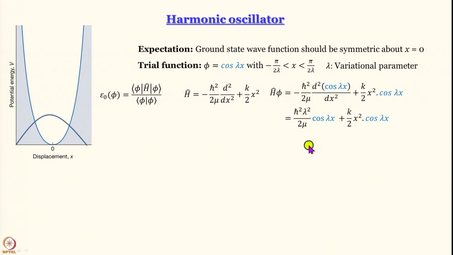So, h cross square by 2 mu that remains, the constant that comes out is lambda square, and you get back cosine x, plus you get k by 2 x square, we are just multiplying it by cosine x. So, what is comforting is that this function that we have chosen is an eigenfunction of the Hamiltonian. So, the choice may not be all that bad.